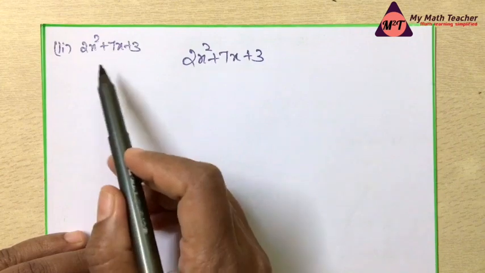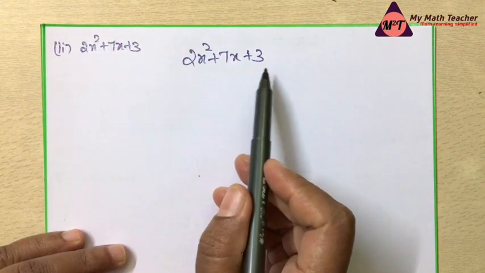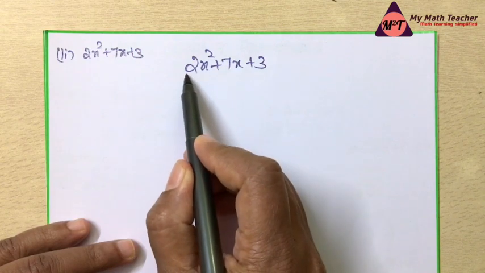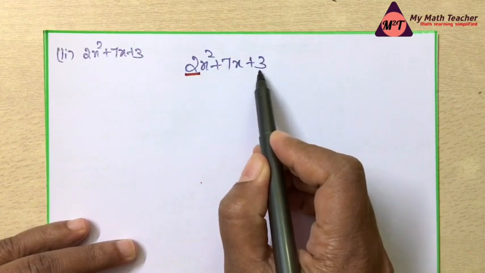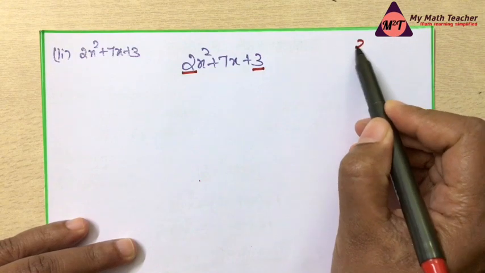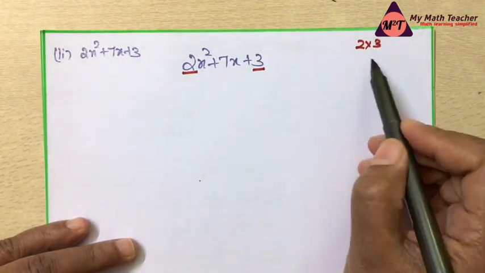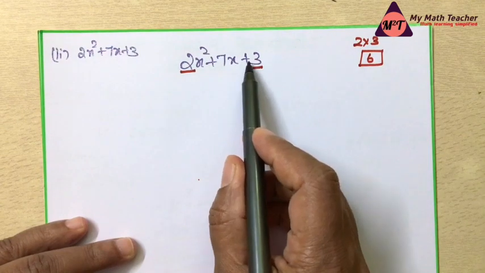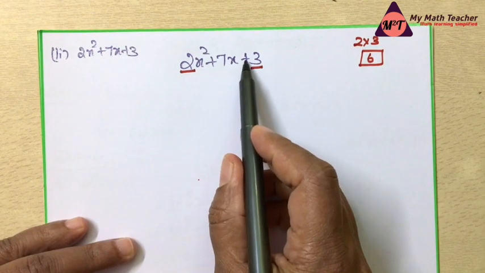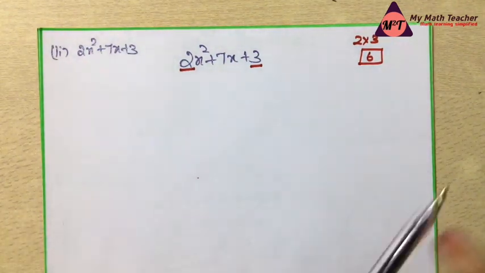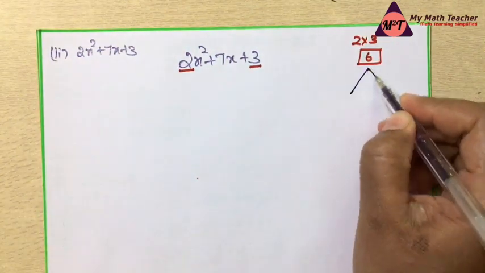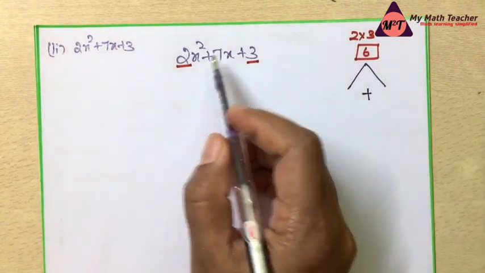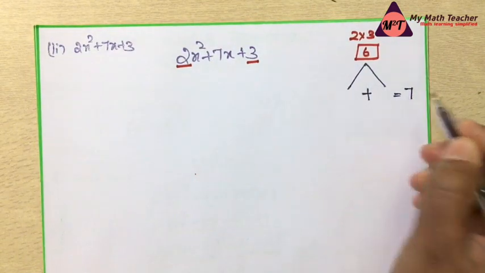Second subdivision is 2x square plus 7x plus 3. The same way we have to solve this again. This is the first number, which is 2. And the last one 3. Multiply both the numbers. 2 3s are 6 here. Before the last term, that is 3, what is the sign? It is plus. Now we have to think of two numbers. When we add them, we have to get the middle term, that is it should be equal to 7.